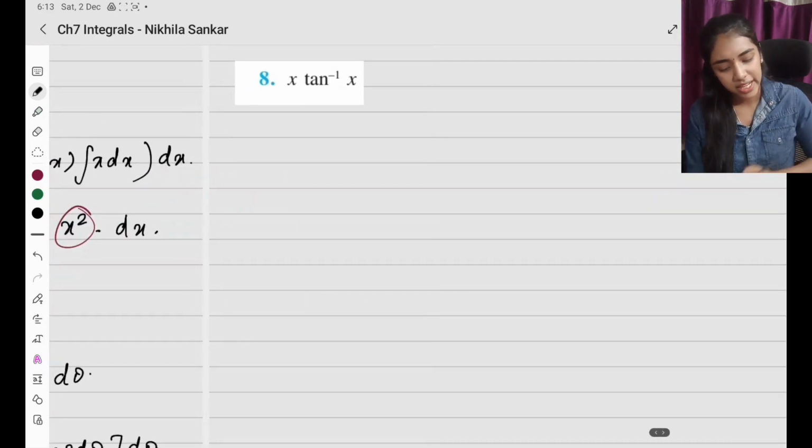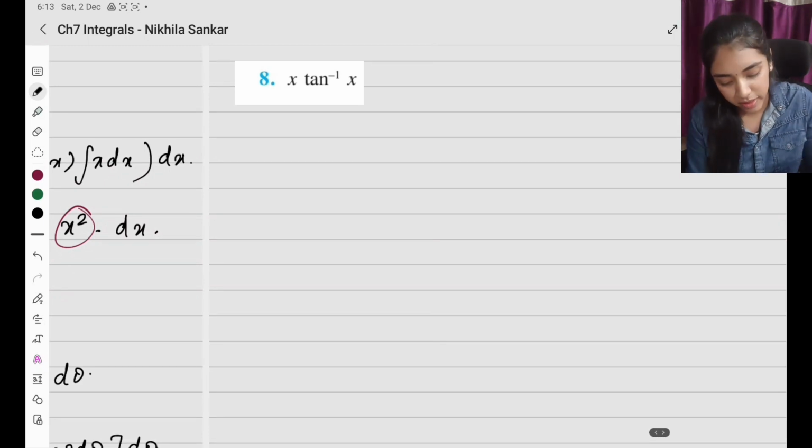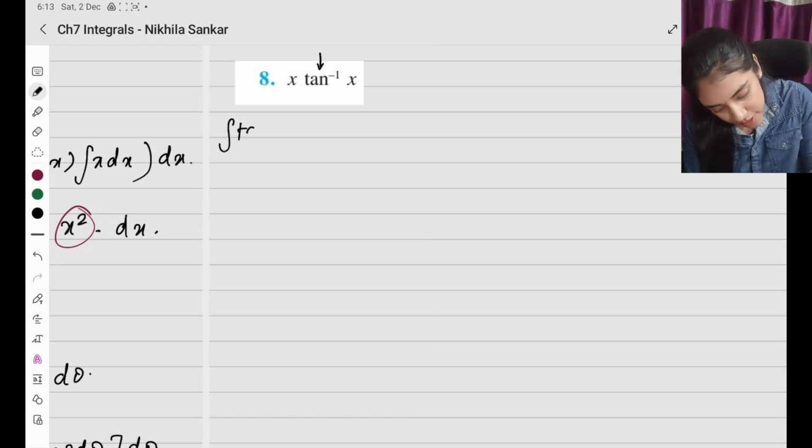Now I have x tan inverse of x. This we can try to solve directly. So tan inverse function gets the first preference. So my question becomes the integral of tan inverse x times x dx.